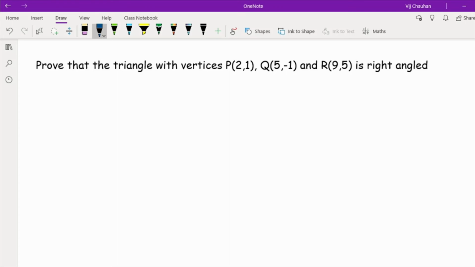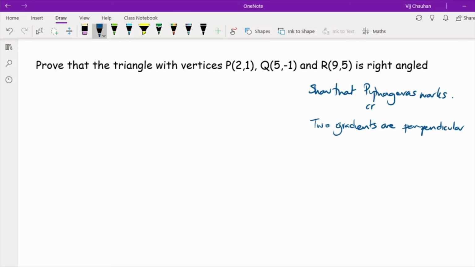Now, in terms of proving the triangle is right angled, we could do it one of two ways. We could either show that Pythagoras works, because Pythagoras only works with right angled triangles, or we could show that we've got two gradients that are perpendicular.